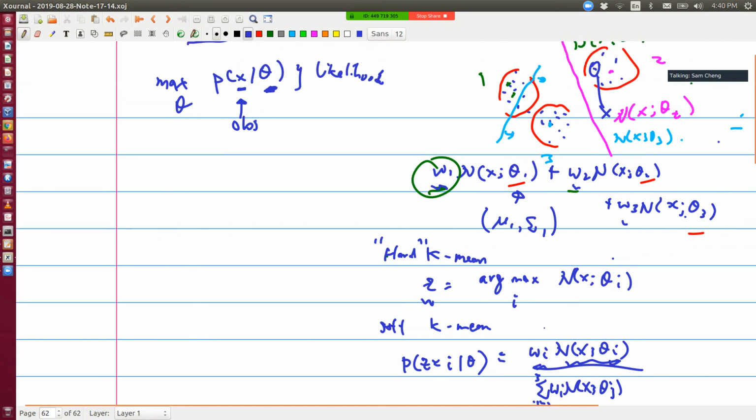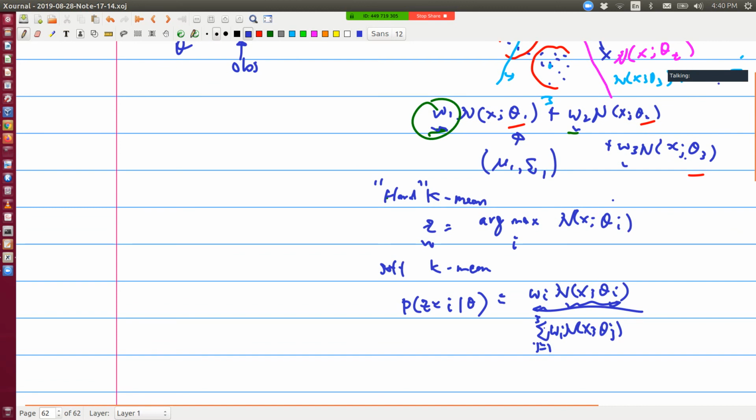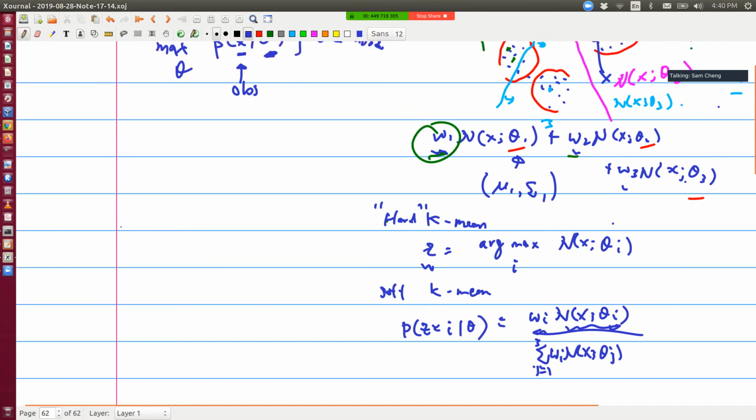Now how do you update the W? W will be simple. How to update W? Here, W i will be simply the weighted sum of all the C.